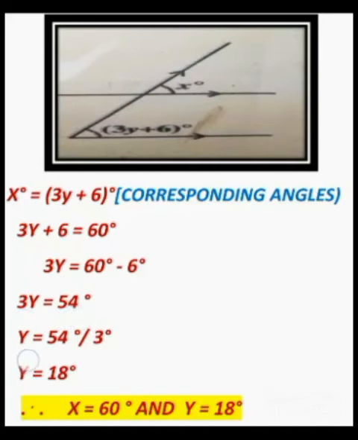So y is equal to, we have to find out the value of y, isn't it? So y is equal to 54 degrees by 3. If you cancel it with the 3 table, you will get 18. So the value of y you got here is 18 degrees. So x is equal to 60 degrees and y is equal to 18 degrees.